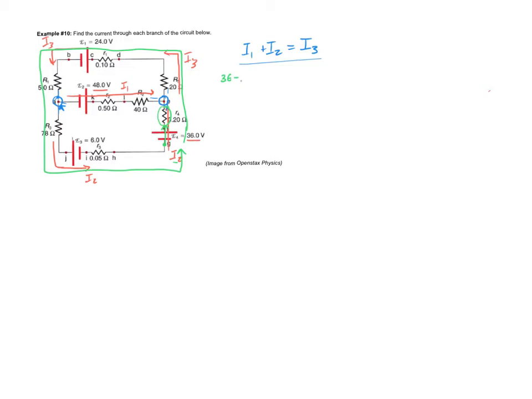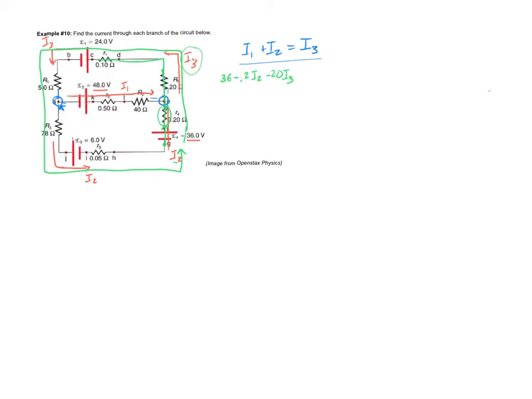So minus 0.2 I2, and then as I continue to go up this way, I'm going to go through the big R5, which was 20 ohms. Now that current is current 3, and it is in the direction of the current there, so I'm going to go minus 20 I3, and then I'm going to continue going around, and I'm going to go through R1.